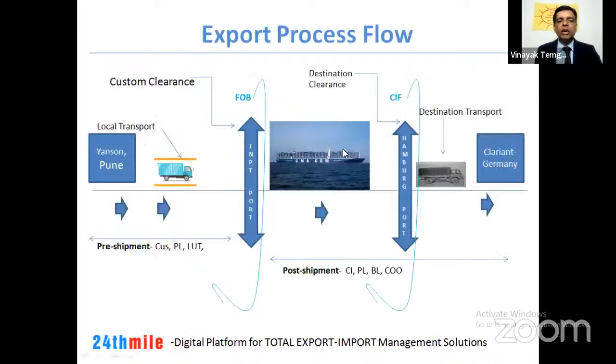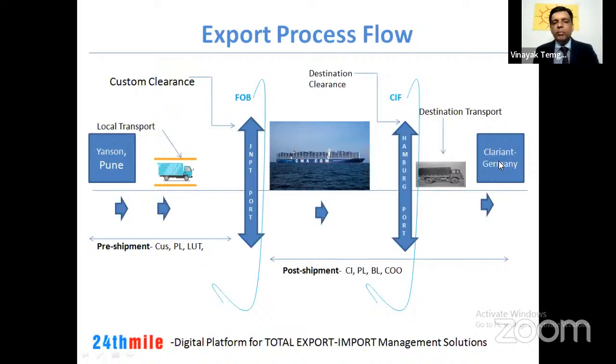Okay, so moving to the next part, we will see the total export flow in detail. This is Janssen Pune, and this is Clariant Germany. Janssen Pune is an exporter. Exporter means seller. We will use the word seller sometimes. Importer means buyer. So the seller or exporter keeps the material ready, then the vehicle comes and it is loaded on the vehicle, then the vehicle reaches JNPT port, Mumbai. After reaching there, customs clearance is done. After customs clearance, the material is stuffed into a container, then the container is loaded on the vessel, then the vessel reaches the Hamburg port, and after reaching there, destination customs clearance is done. After that, the material is loaded on the vehicle, then the vehicle reaches Clariant Germany. So this is the material flow.